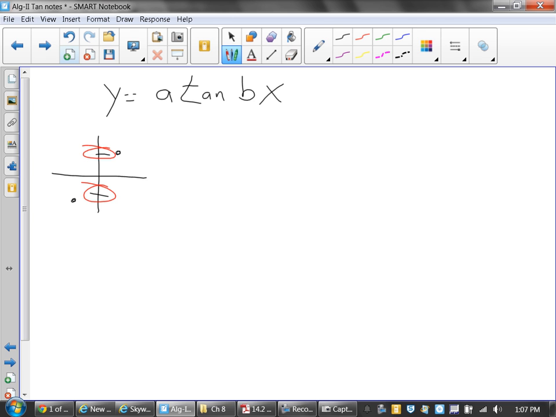Now, if A is negative, is it going up and right or down and left? Down and left. Exactly. Just like we did yesterday and the day before, if you had a negative A value for sine or cosine, sine instead of going up first, it would go down. Cosine, instead of starting up top, it would start at the bottom. If tangent has a negative A value, instead of increasing, it's decreasing. That's the only difference. The B value allows us to find the period. The period for tangent is always pi divided by the absolute value of B.